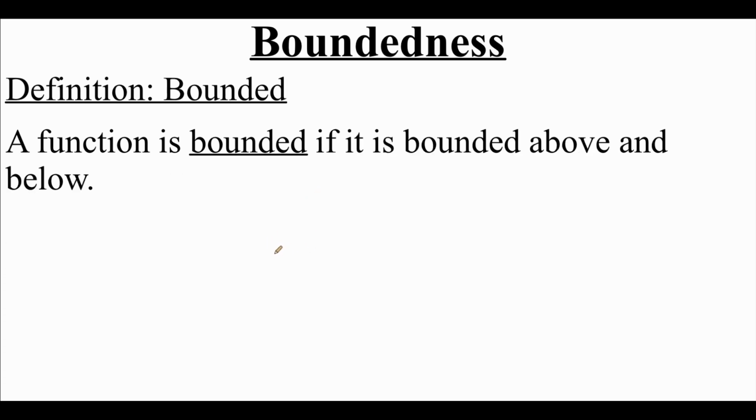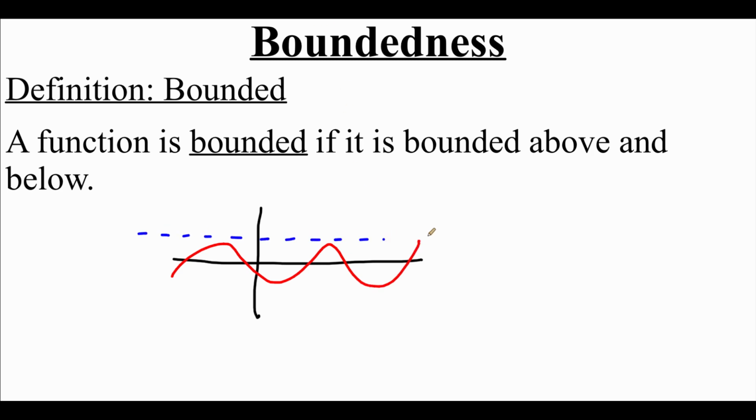Now graphs can have both upper and lower bounds, and if that happens, then we just say that our function is bounded. So it is possible to have a highest and a lowest value that your graph will never go above or below.